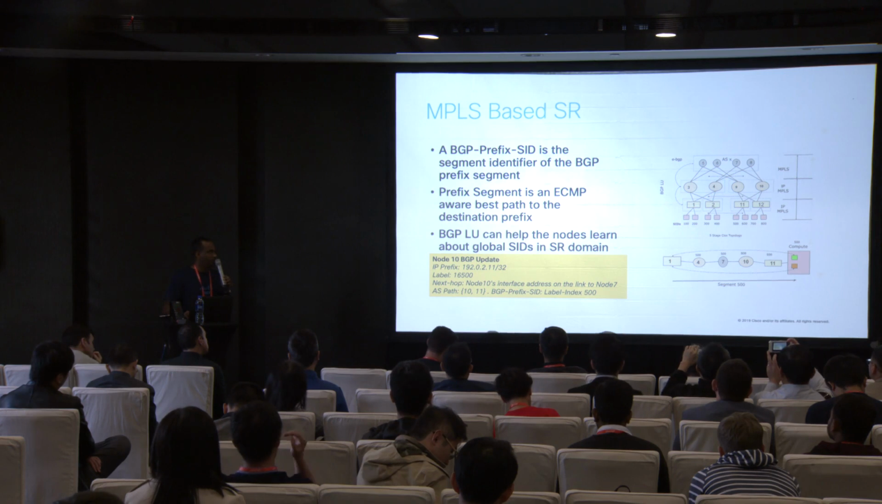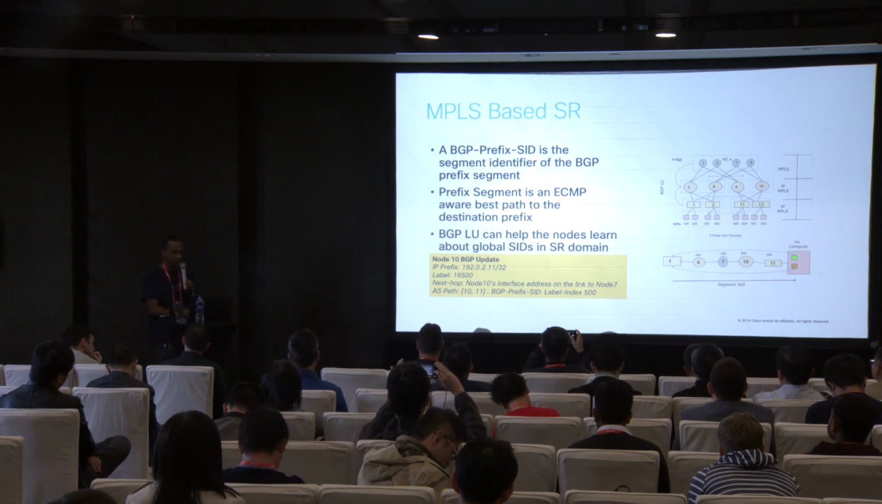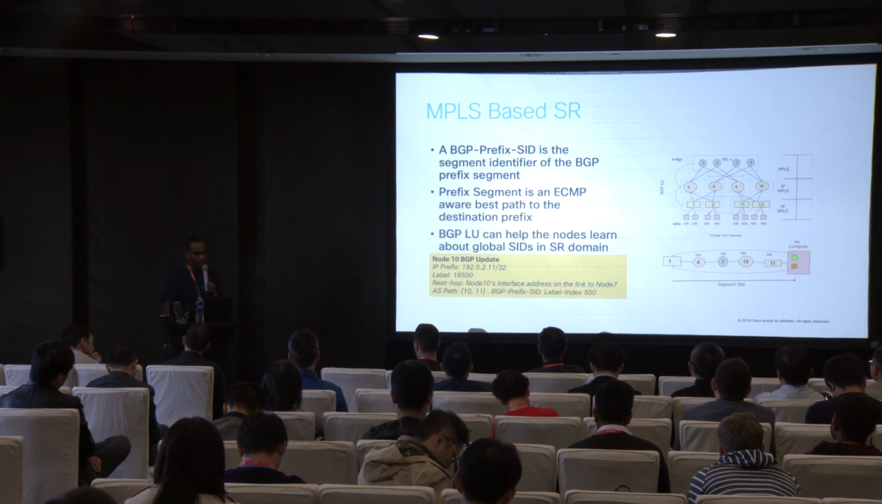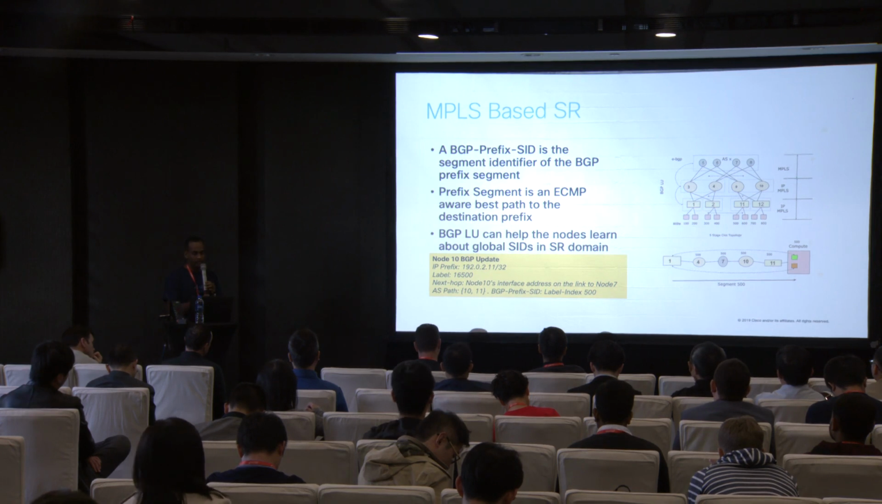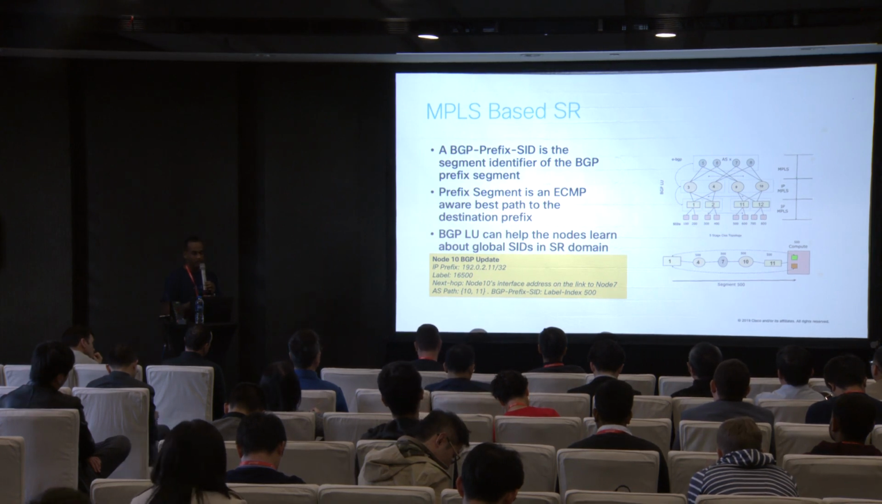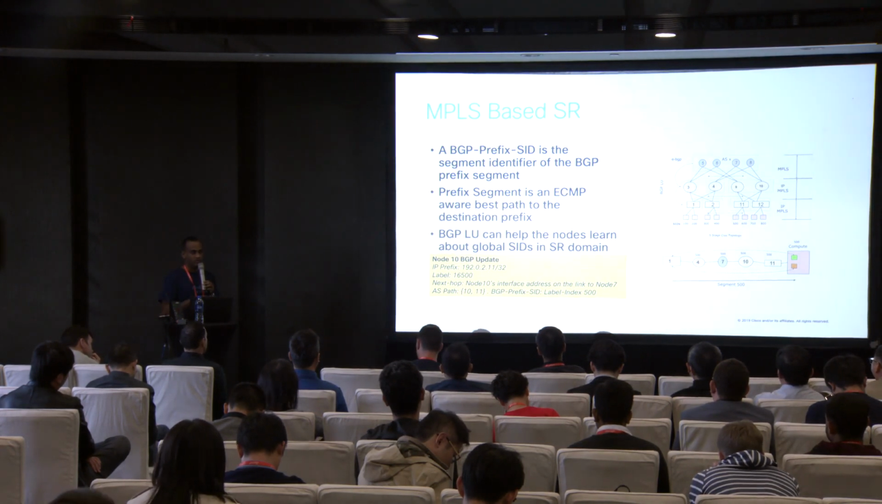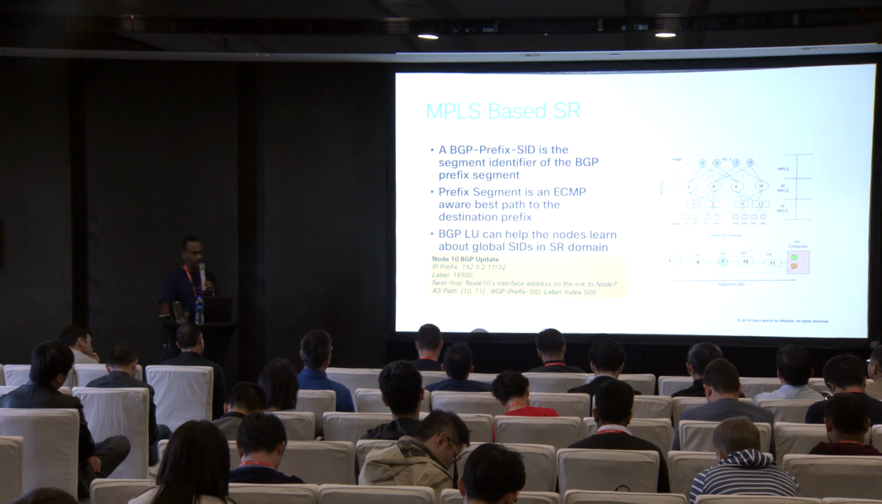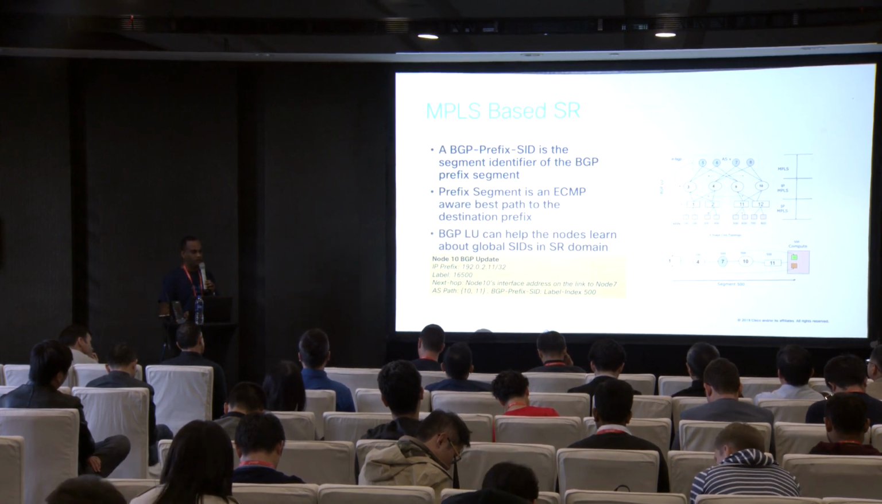Here 500 is your index and 16,000 is your SR base. You just add that on top, and then it computes the label, and this is a global label in this whole SR domain. This is a little different from how MPLS worked before, because in an MPLS network all these labels are locally significant, and here it is a global label, which helps operators to easily troubleshoot the network.